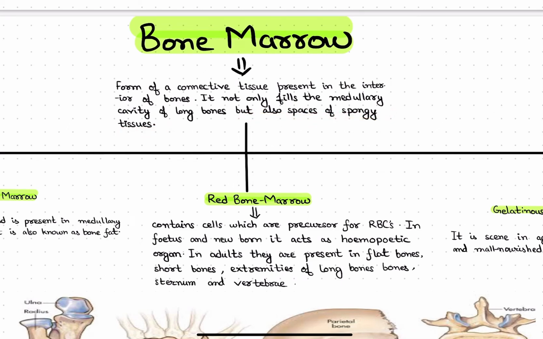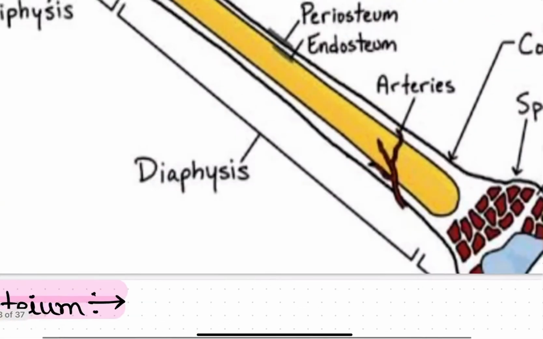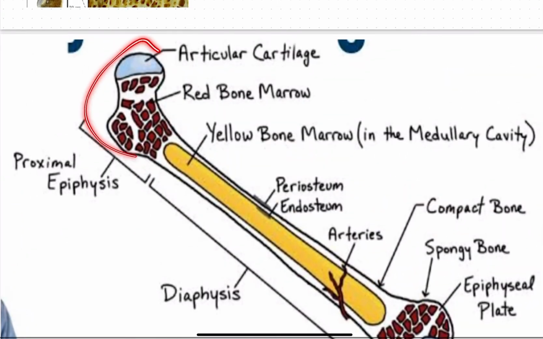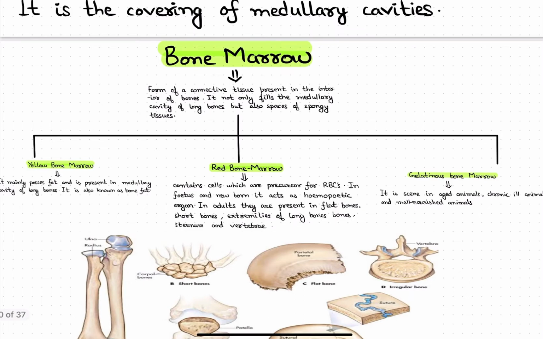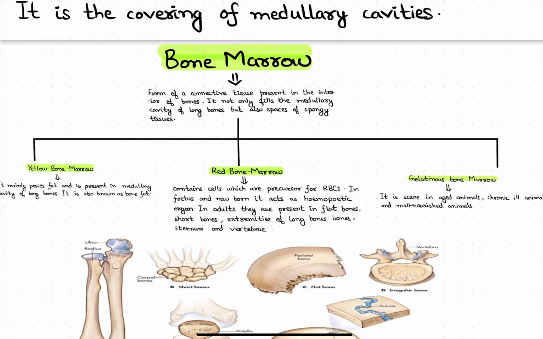Now those cancellous bones which are present in the extremities of a long bone, like here, this is the extremity of the bone. What type of bone would be present here? Cancellous. Now in these regions sometimes we may find bone marrow also. Now, we generally have three types of bone marrow.